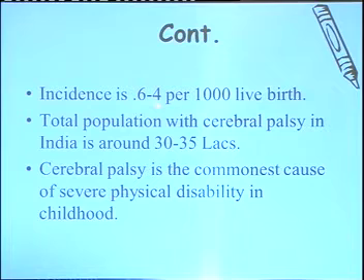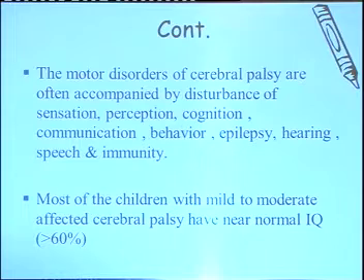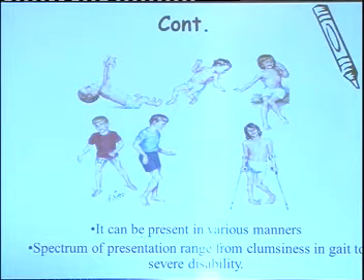This is the incidence, 6 to 4 per 1,000 live births. The total population of cerebral palsy, a rough estimate in India, is around 30 to 35 lakhs. Imagine the magnitude of cerebral palsy children. The motor disorders are often accompanied by other problems. It can present in various manners in infants, and the spectrum of presentation ranges from clumsiness in gait to severe disability.